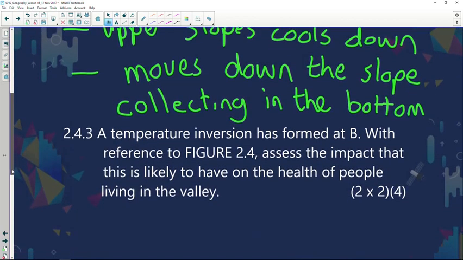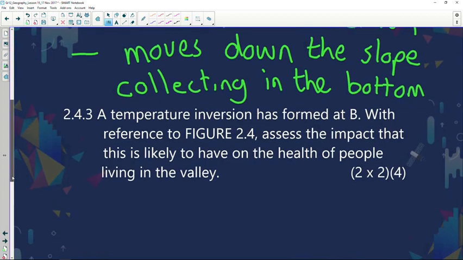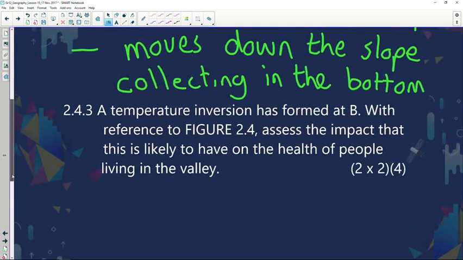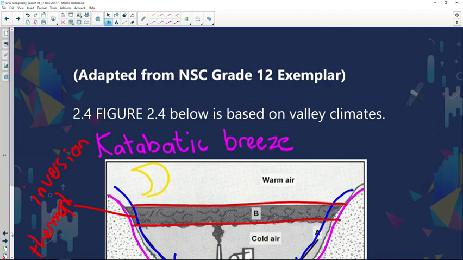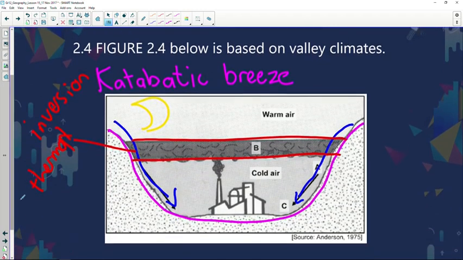With reference to figure 2.4, assess the impact that is likely to have on the health of the people living in the area. Now, if we go back to this temperature inversion, we discussed earlier the reason why it exists because the cool air collects down the bottom of the valley. What does it do with the warm air? It displaces the warm air up, creating a temperature inversion, because what happens now, let's say the temperature down here is 1 degree Celsius, but up there the temperature will be 7 degrees Celsius. That's the reason why I'm referring to it as an abnormal lapse rate. Temperature is supposed to decrease when we go up in altitude.